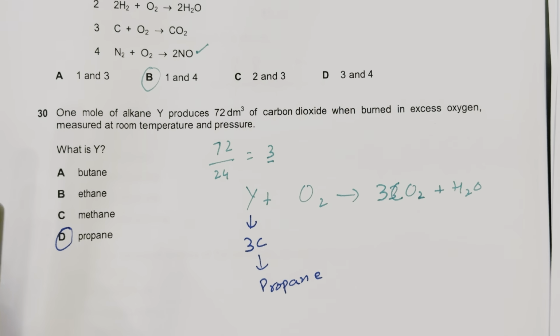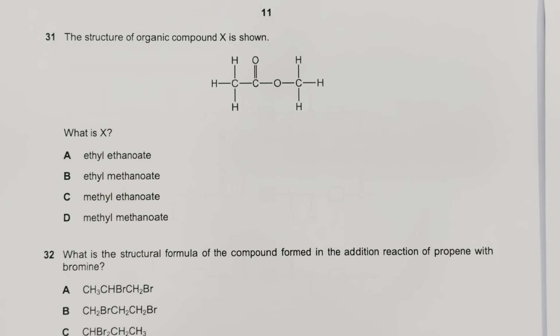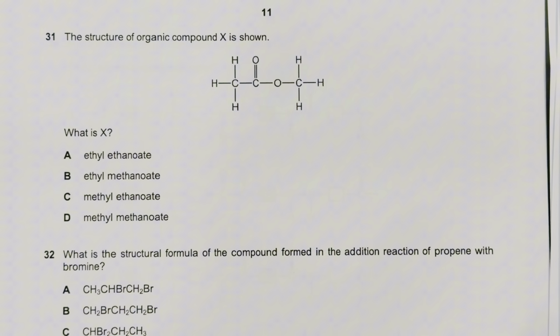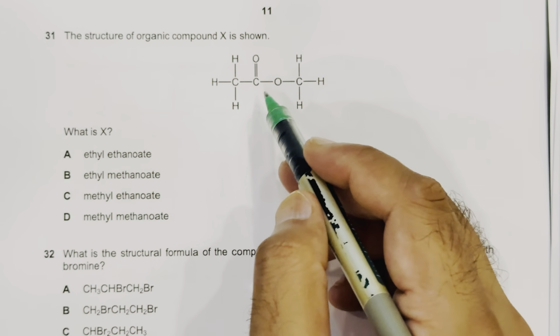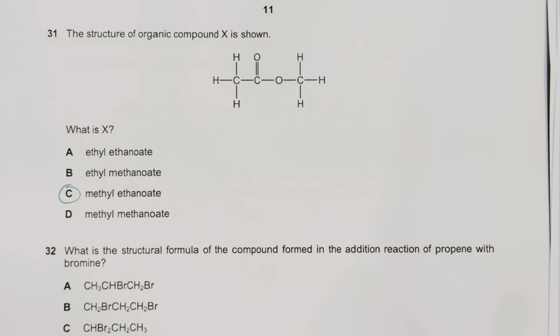Moving to question number 31. Question 31 is that the structure of organic compound X is shown like that. What is X? We know that this is the combination of a carboxylic group and an alcohol group, and this group is called an ester or ethanoate group. So option number C is the right one. It is producing methyl ethanoate. We can see that this is methyl CH3 and COO. So this is methyl ethanoate. Option number C is the correct option.